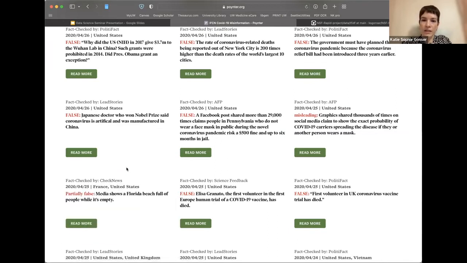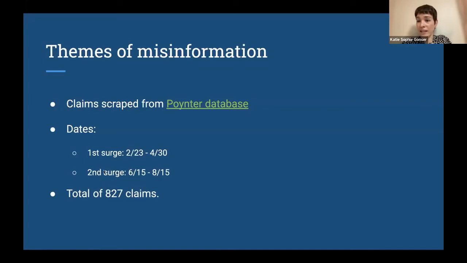So we started looking at fact-checking literature and Poynter more specifically to try and figure out how we were going to treat these claims, because we didn't want to go back and fact-check ourselves.